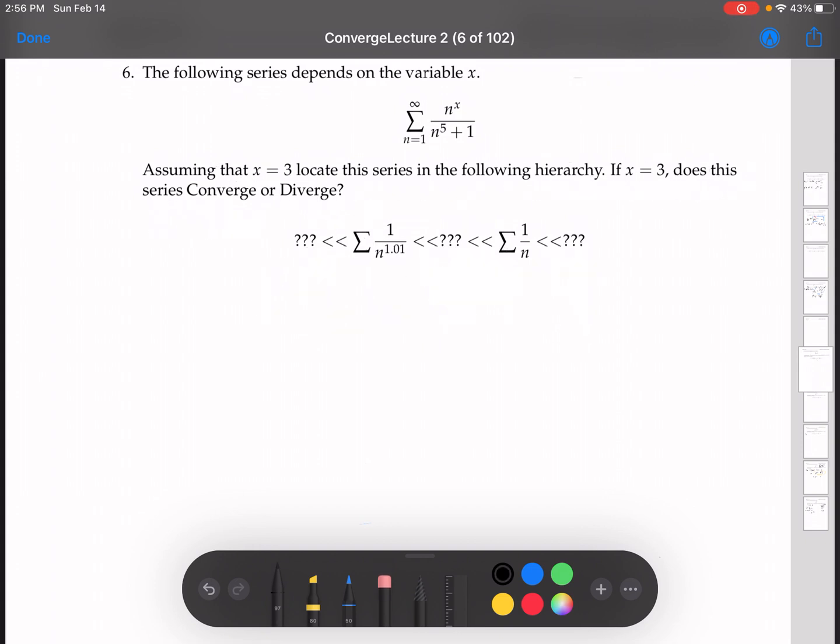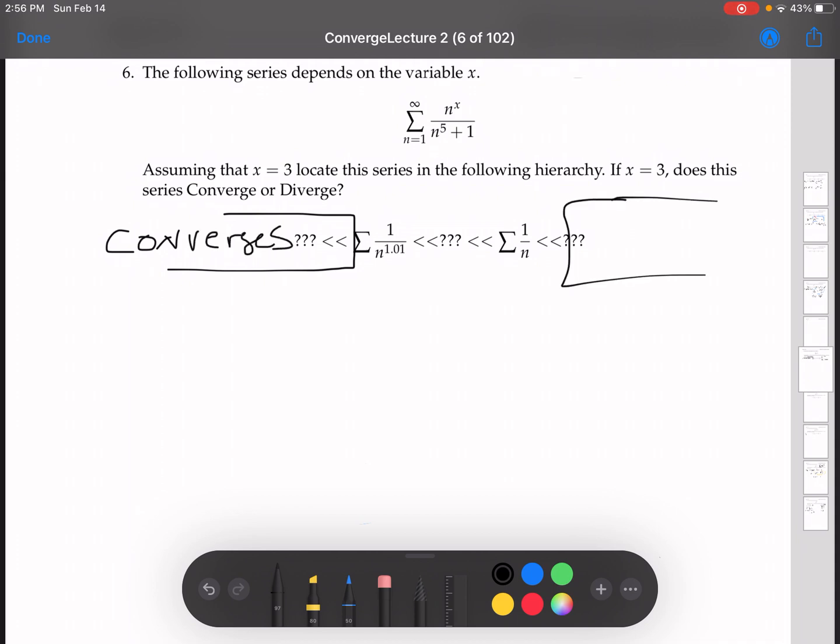Now, one thing to keep in mind with these problems is that everything that sits over here converges. Everything that sits over here diverges. And everything that sits in the middle here, this is the gray area. We have to take convergence or divergence of things in this gray area on a case-by-case basis.